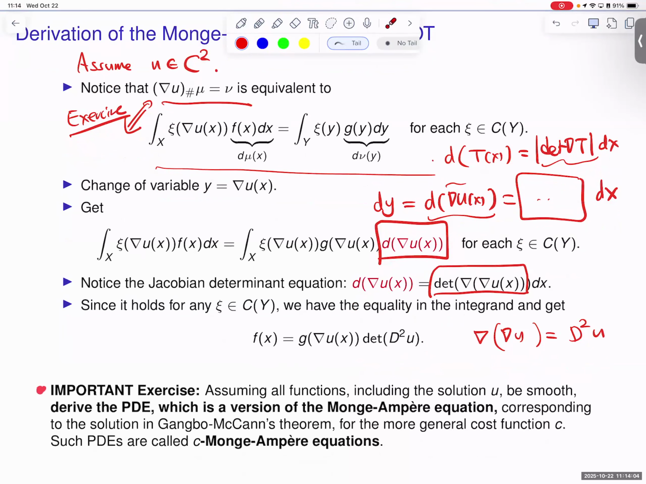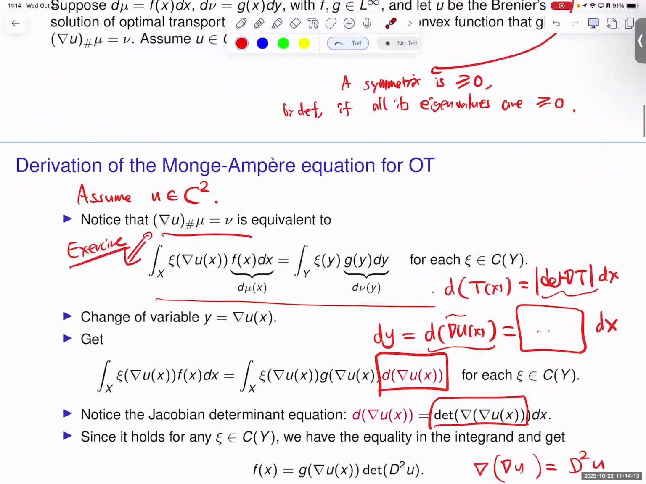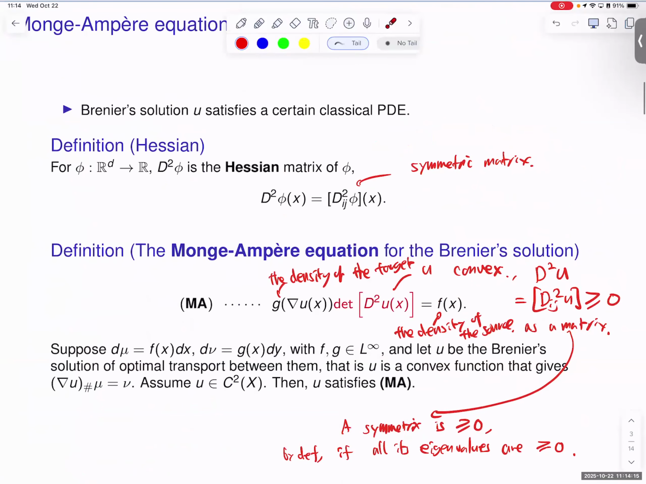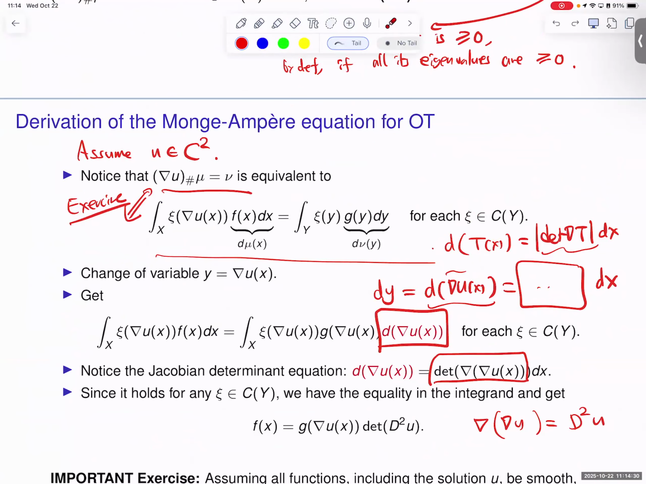Okay, then an important exercise I really want you to do is the following. This Monge-Ampère equation holds for the Brenier solution, meaning you have gradient of u pushing forward a source measure mu to the target measure nu. But we have other cases with other cost functions, right? The Brenier solution is for the distance squared cost function, but of course there are other cost functions one may want to consider. And that's the context of Gangbo-McCann's theorem.